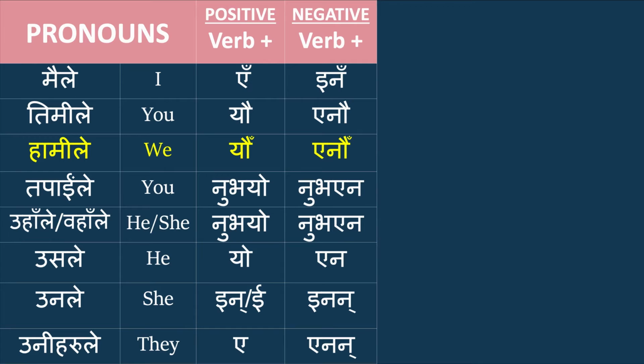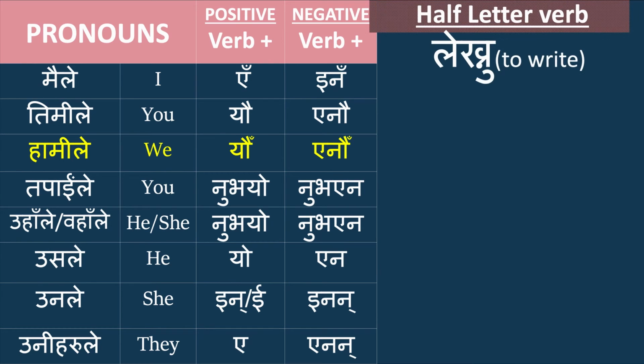Now let's see the example of हामीले. Taking half letter verb लेख्नु. Here le and half kha and nu. The font is shown in this way because it is the computerized and printed form of lekhnu. If you are writing freely in your copy, you can write it as le, half kha and nu individually apart from each other. But here half kha and nu is combinedly shown.